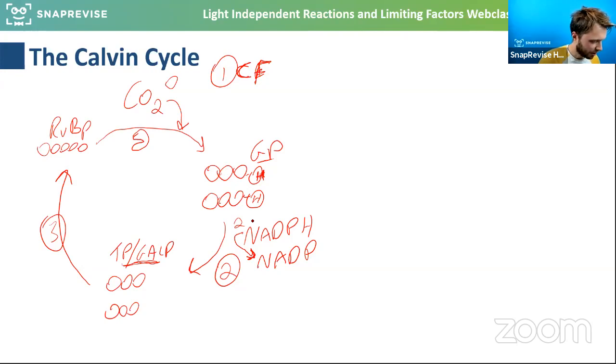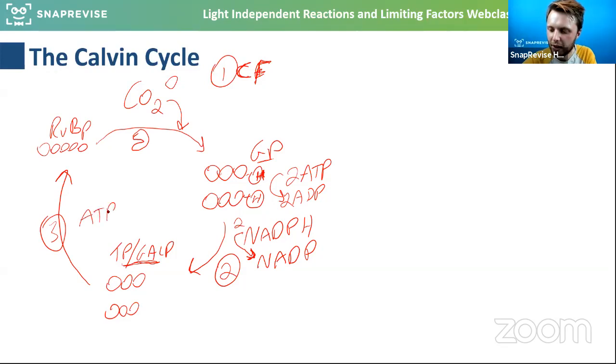ATP is also used here as well. So 2 ATP molecules are used here too. They go in and they make ADP. Okay, that makes my TP. That's all that goes on. So a bit of hydrogen is added, a bit of phosphate is added. That makes my, let's put a 2 there, TP/GALP. Okay, final stage, my TP basically has just another bit of ATP added to it.